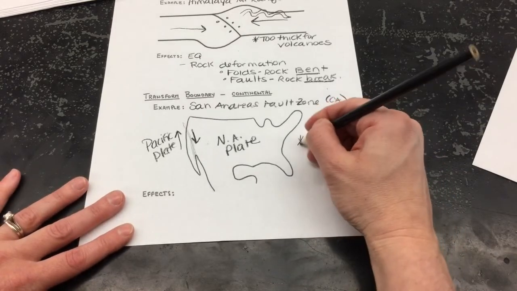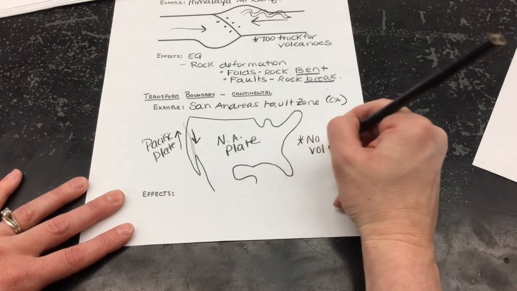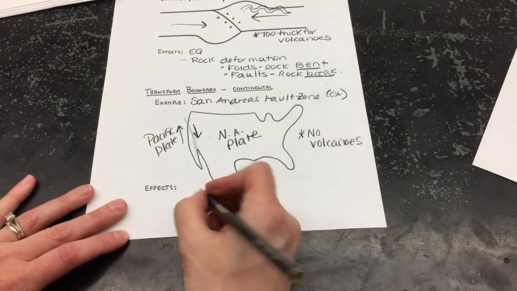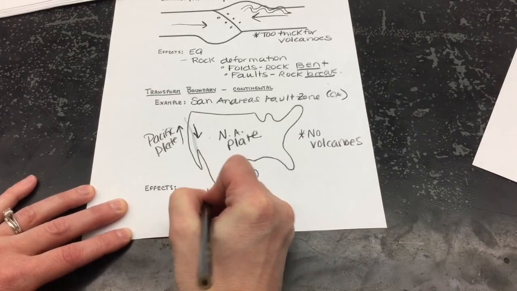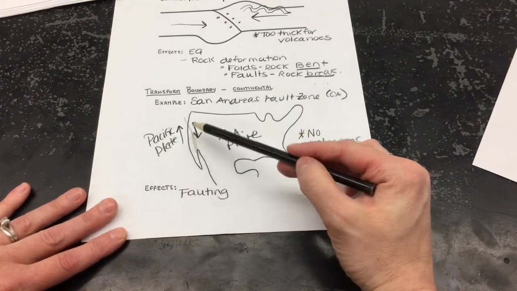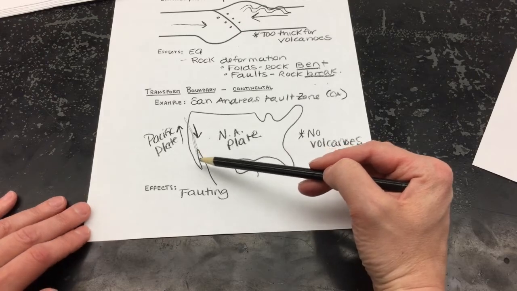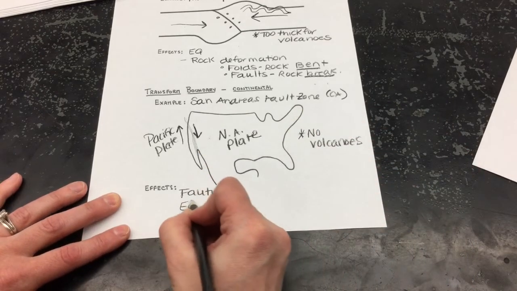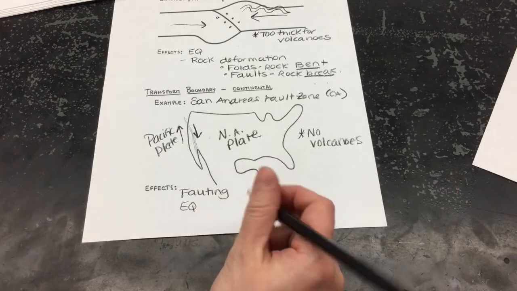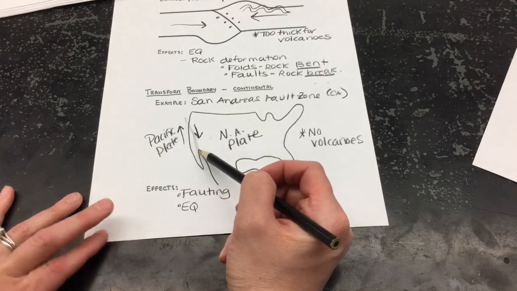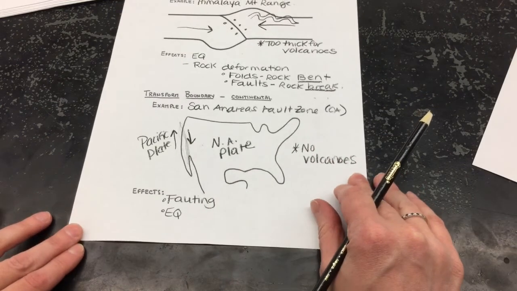Now, there are no volcanoes here. Again, there is no magma source, so we're not going to have any volcanoes. Our effects here are obviously going to be faulting, which, remember, is the rocks breaking apart, and that's due to the side-by-side sliding, so that you can get fractures in the rock itself. And then, of course, very common out in California, you're going to get earthquakes, and there are intense earthquakes that happen along the San Andreas Fault.